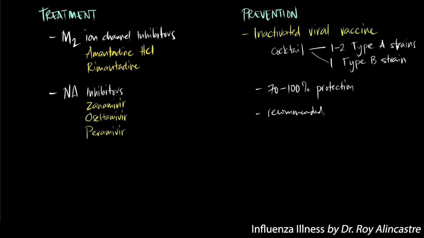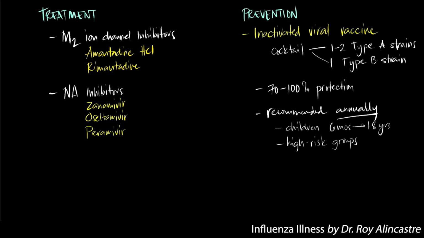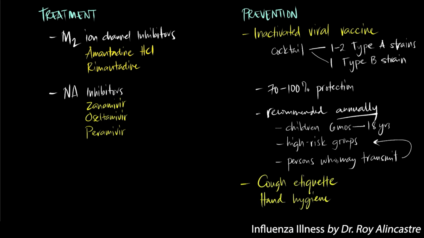Annual flu vaccination is recommended for all children 6 months to 18 years old. It's also recommended for high risk groups, those that have increased risk for complications if they get the flu, and for persons who might transmit influenza to these high risk groups, for example, medical personnel and household members with high risk companions. But of course, the simplest way is through cough etiquette and frequent hand hygiene, since these are the major modes of transmission.